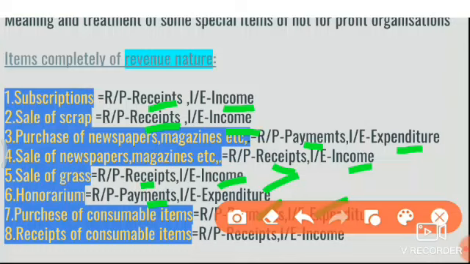Number 8, receipts of consumable items. Selling of consumable items, for example selling of medicines by not-for-profit organizations, is revenue nature, and is treated as receipts in the receipts and payments account, and as an income in the income and expenditure account. So these are some of the common revenue nature items for a not-for-profit organization. Let us see the capital nature items for a not-for-profit organization.